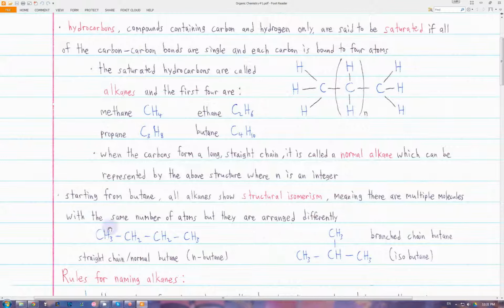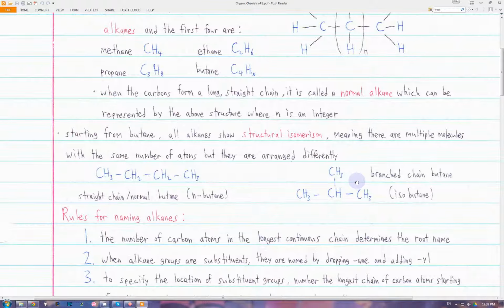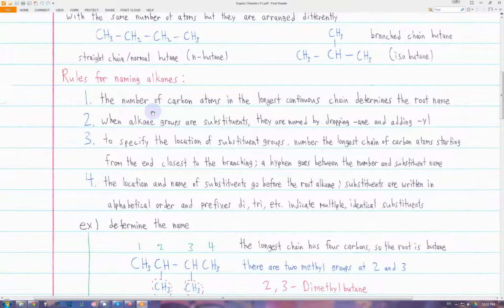Here all the carbons are in a straight line, so this is a normal alkane, and so this isomer is given the name n-butane, where n just means normal. Whereas in this isomer, 3 of the carbons are in a straight line, but then one of them is branching off. So this is called a branched chain alkane, and is given the name isobutane. So butane only has 2 isomers, but as you get more and more carbons, then you get more and more isomers.